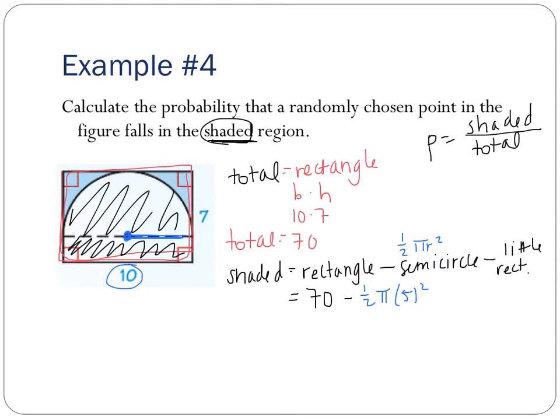And then I need to calculate the area of the little rectangle. Little rectangle is base times height. The base is 10. The height is a little trickier in this case to find. So this is the height that I'm interested in. I know the entire side is 7. Well, I need to think. The radius of the circle is 5. If the entire side is 7, then this little height of the rectangle is 2.